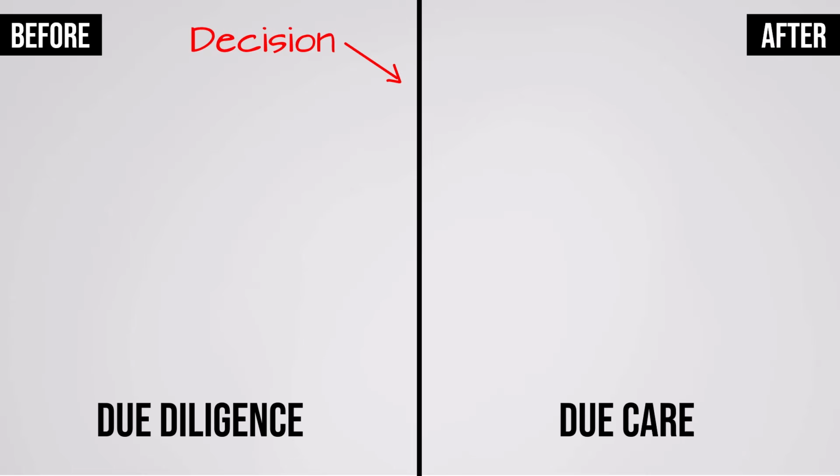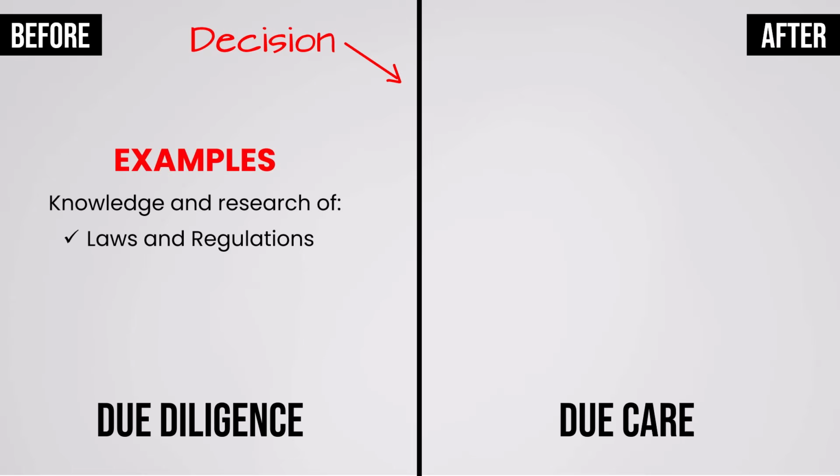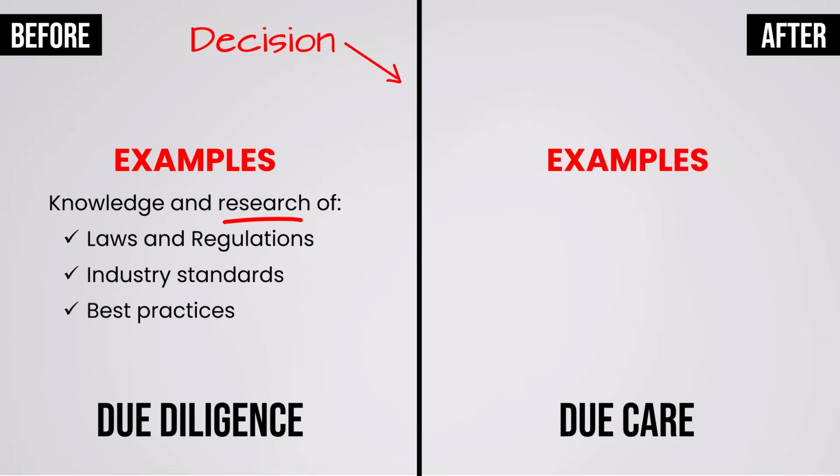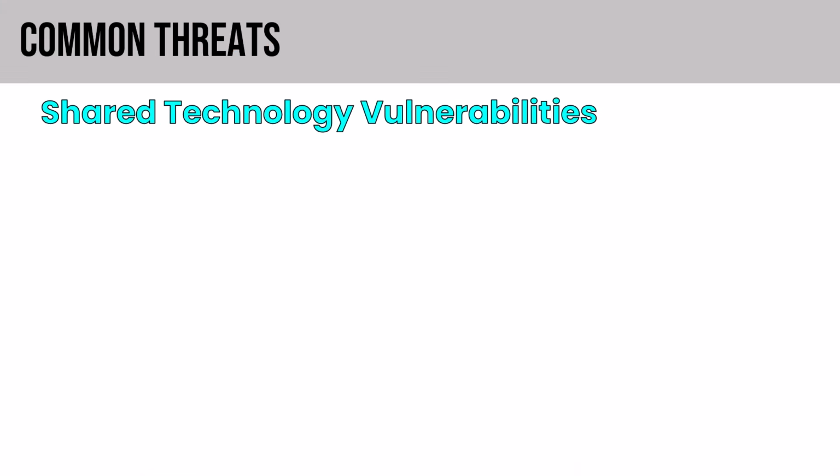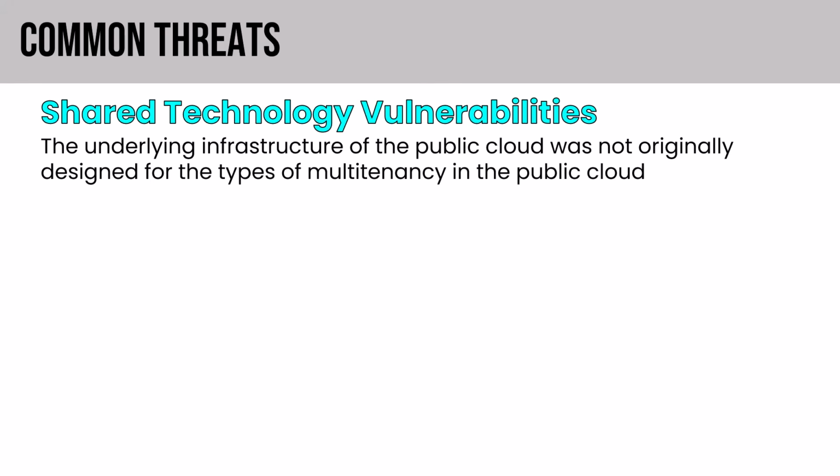And just to give you a couple of examples here, on the due diligence side, knowledge and research of laws and regulations, industry standards, best practices. And examples of due care would be delivery or execution, including reporting security incidents, security awareness training, disabling access at separation in a timely way. So another common threat in cloud, shared technology vulnerabilities. So the underlying infrastructure of the public cloud was not originally designed for the types of multi-tenancy we see in the public cloud.